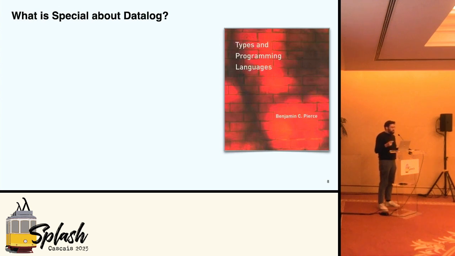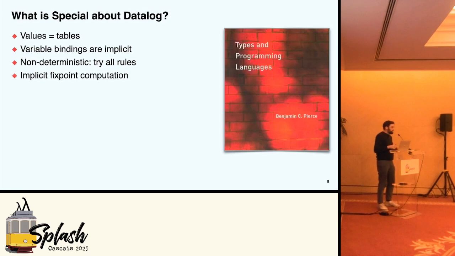But what is special about Datalog? Why is it hard to define a small step operational semantics for Datalog? There are a few differences. For example, the values Datalog operates on are actually not primitive values like booleans and strings, but they are actually tables, and we need relational operations to operate on these tables, for example, joins and filters.